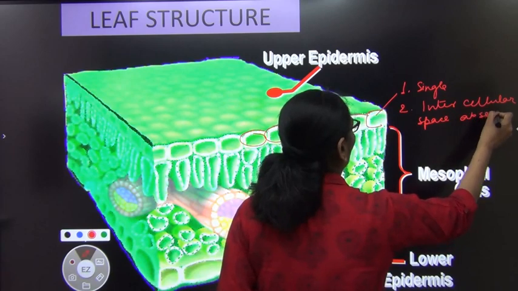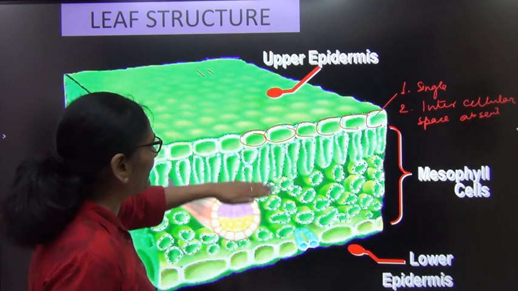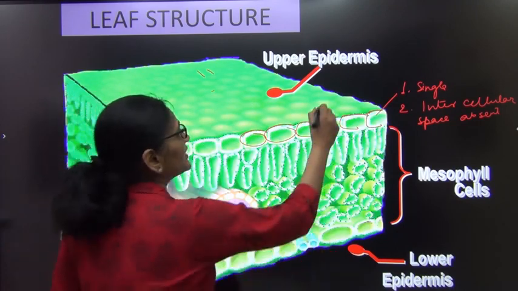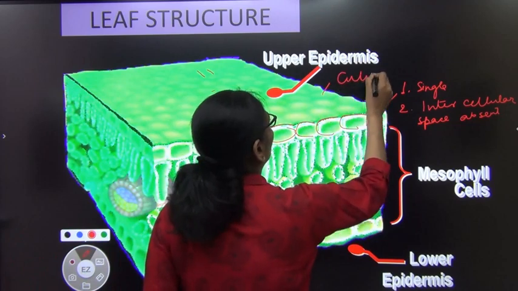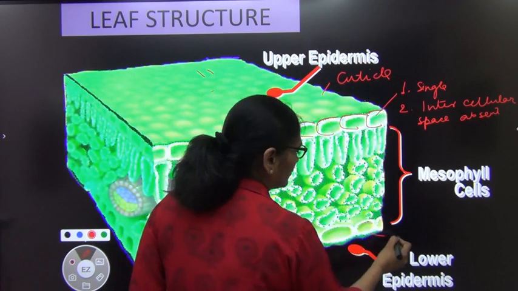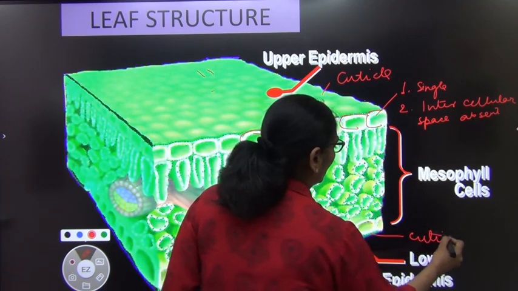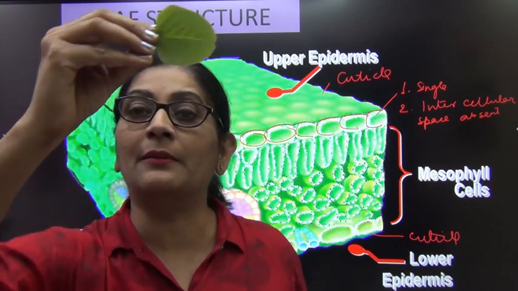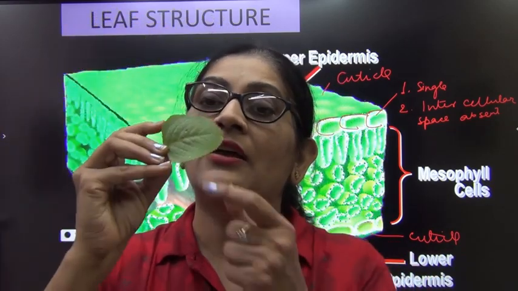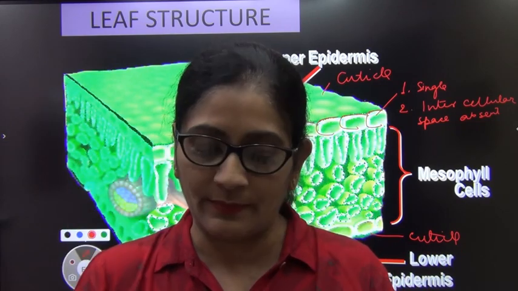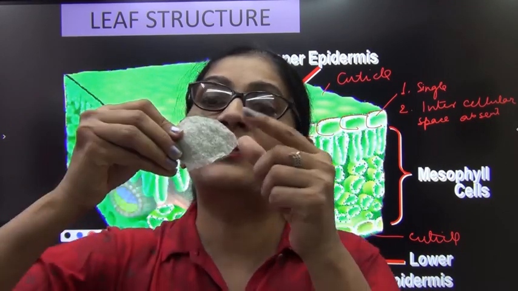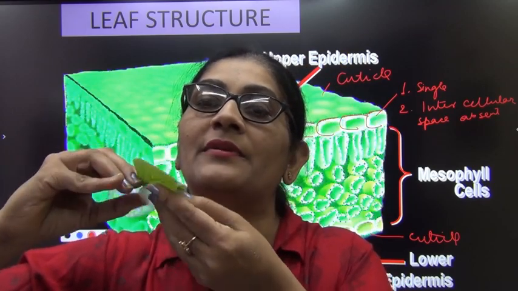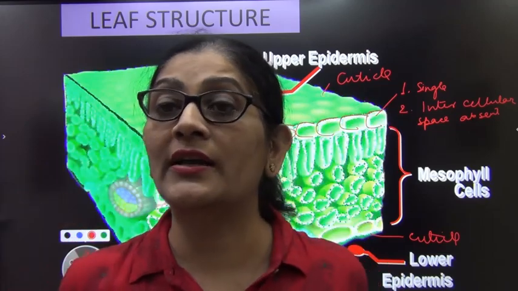Third, I don't know whether you know or not, both the epidermis, this upper epidermis and the lower epidermis, are covered by a layer of wax, and this waxy layer is called cuticle. This cuticle is present in both upper and lower epidermis. I'll show you this. Say if we consider this as a leaf, let me come a little closer. If we consider this as a leaf, you know that this is the upper epidermis, this is the lower epidermis, and both the epidermis are covered by a layer of wax. This waxy layer which is found in the upper epidermis and lower epidermis is called cuticle.